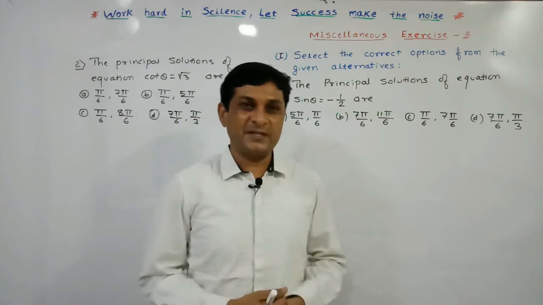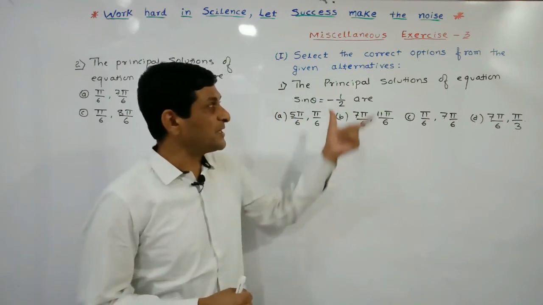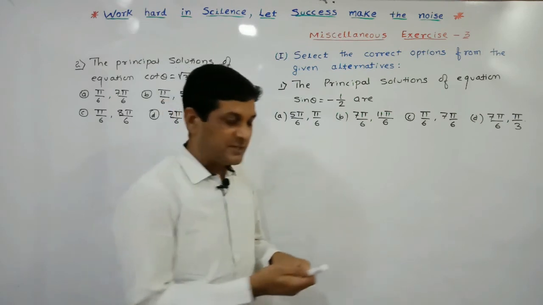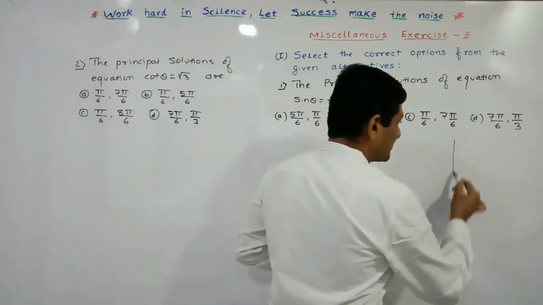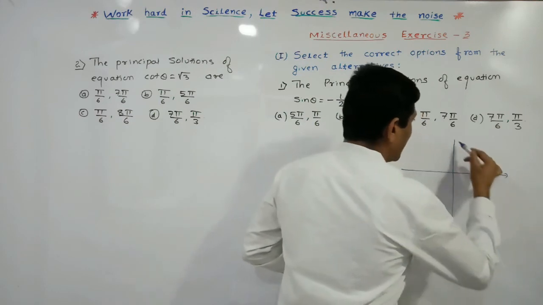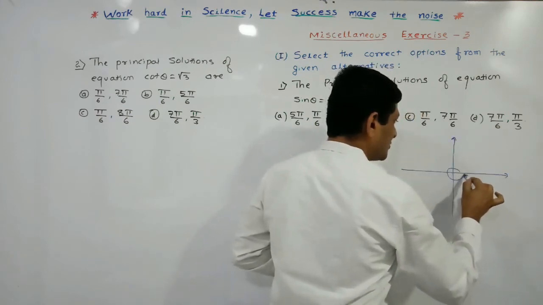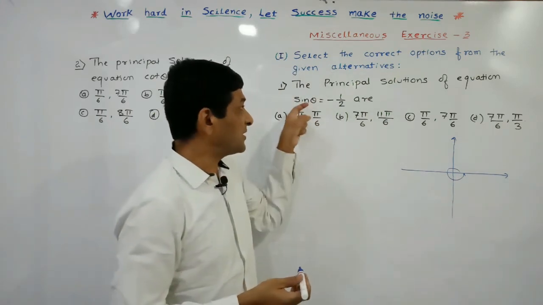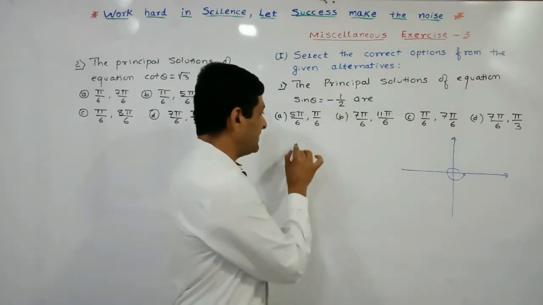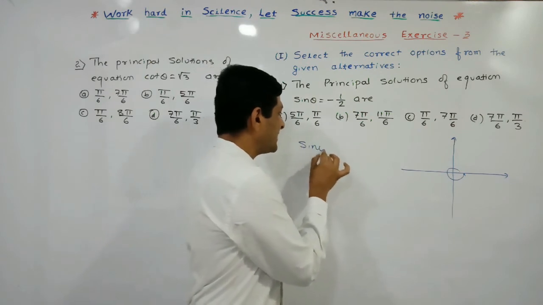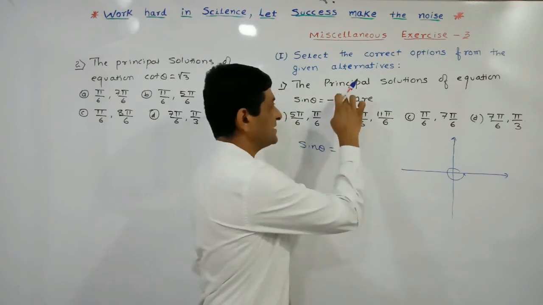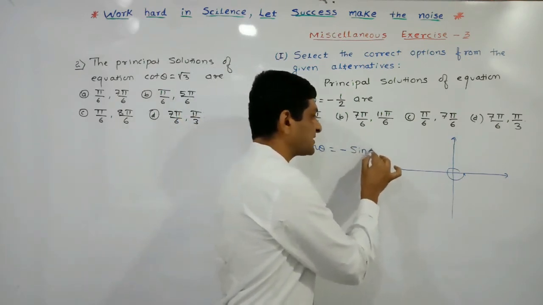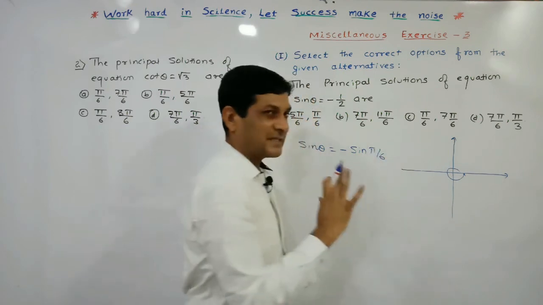So see, in the first example, we have to find out the principal solution of this given trigonometric equation. And we know that the principal solution lies between 0 to 2 pi, including 0 and excluding 2 pi. So now the given trigonometric equation is sine theta is equal to minus 1 by 2, keeping the minus as it is. 1 by 2 is the value of sine pi by 6, means sine 30. Sine pi by 6, isn't it?